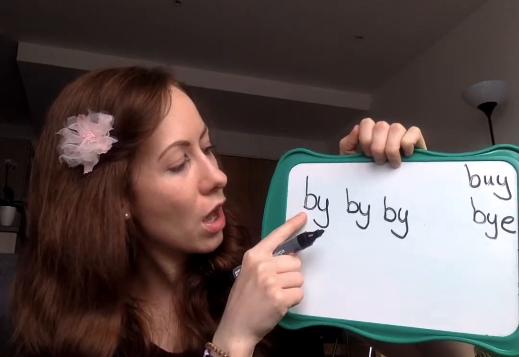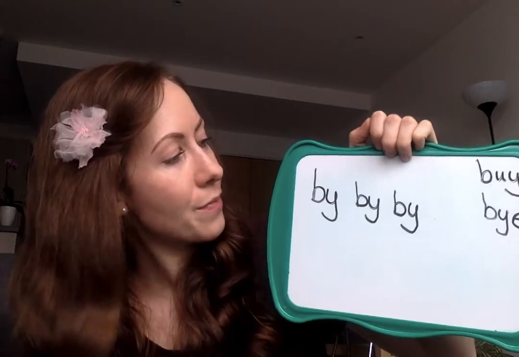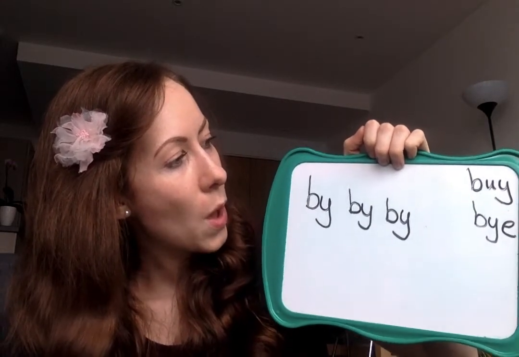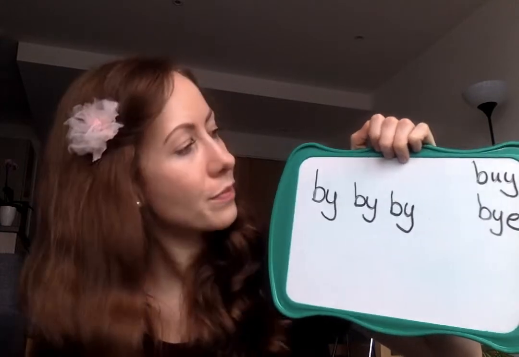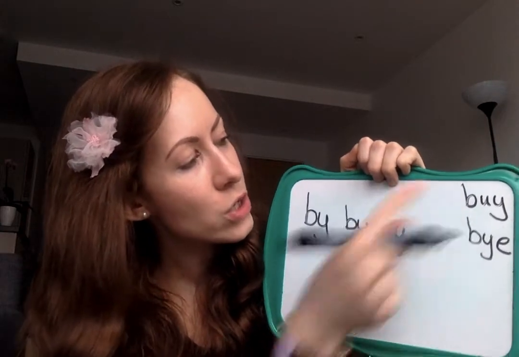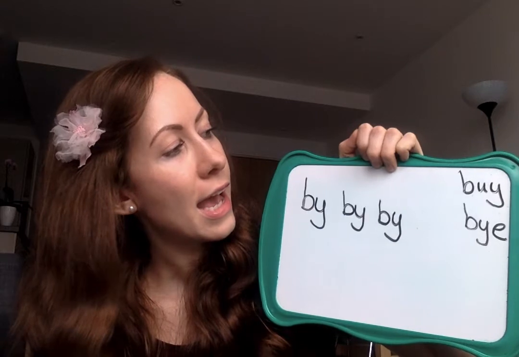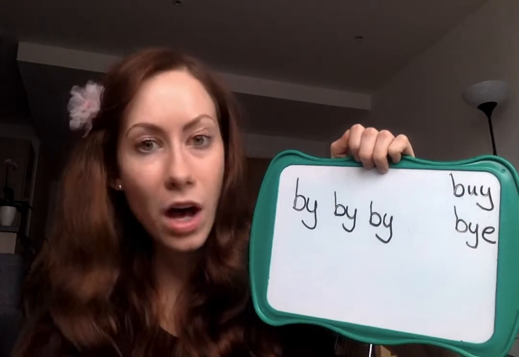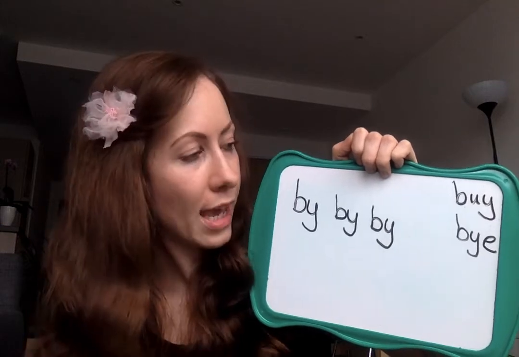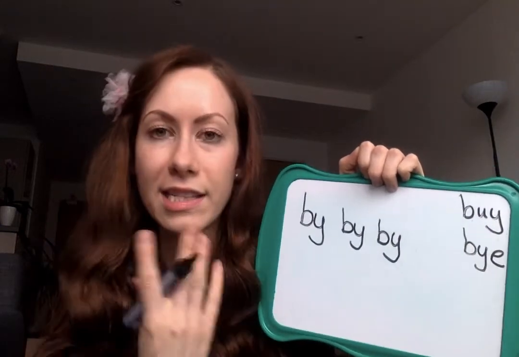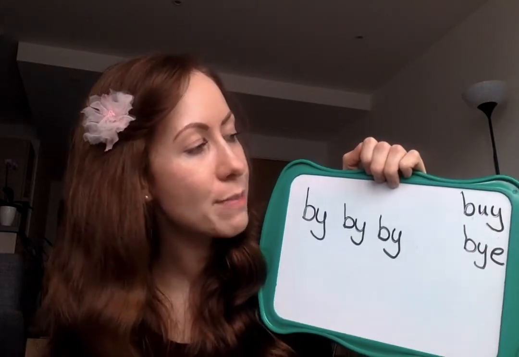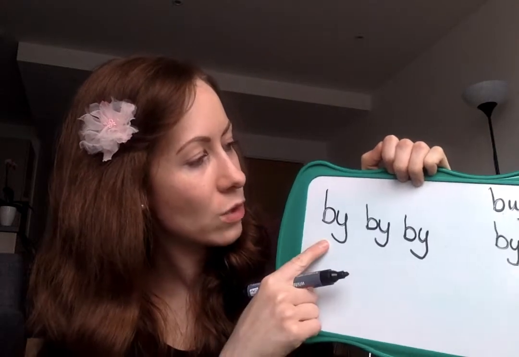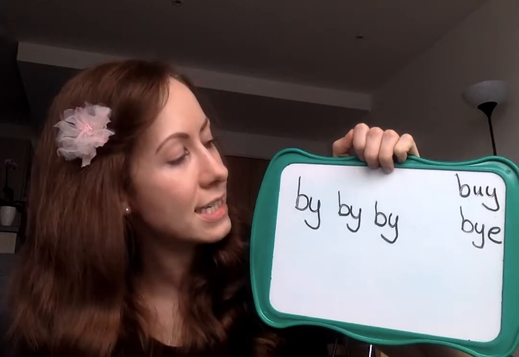So, I want to be by the sea. I am by a river. I am by my bike. I went to buy a cake. I went to buy some fruit. I said bye to my friend, okay? Different spellings, they are said the same, but they have different spellings and they mean different things, okay? This is the one that we are concentrating on today.